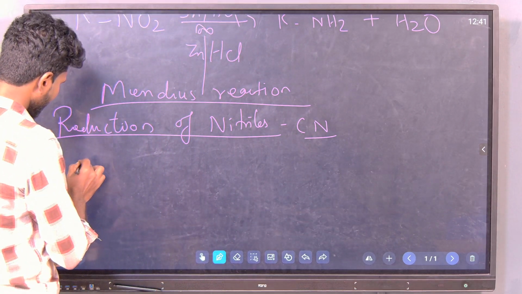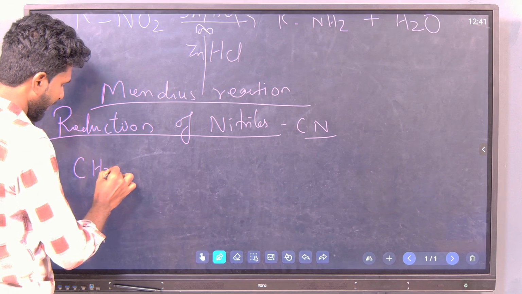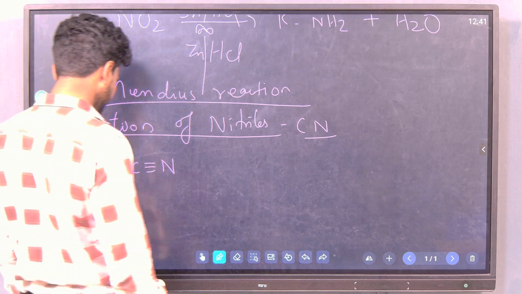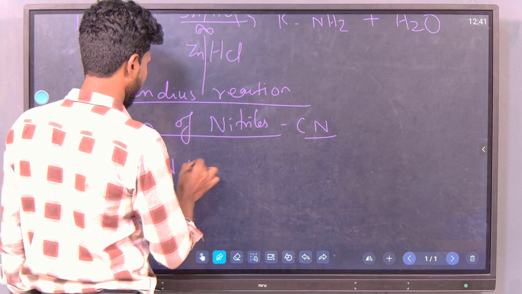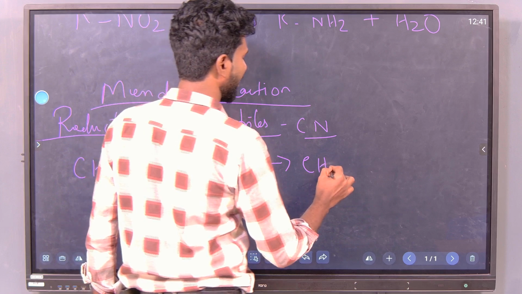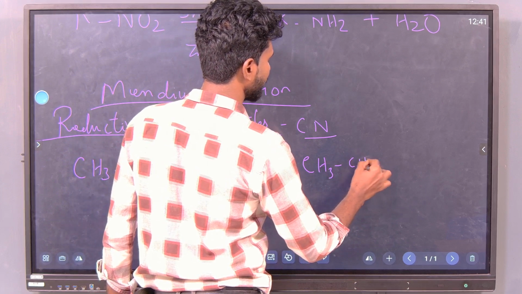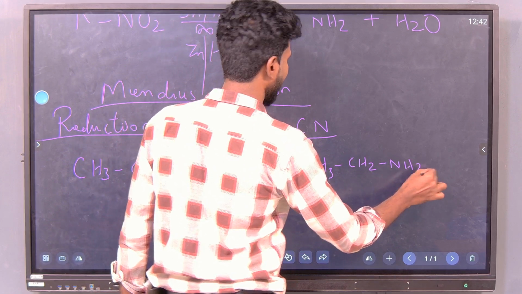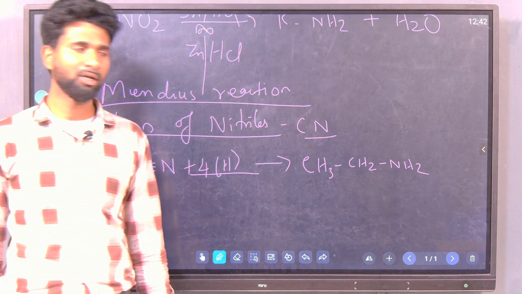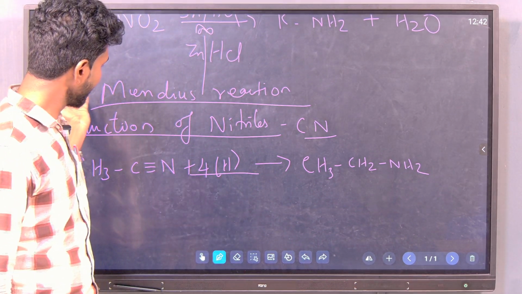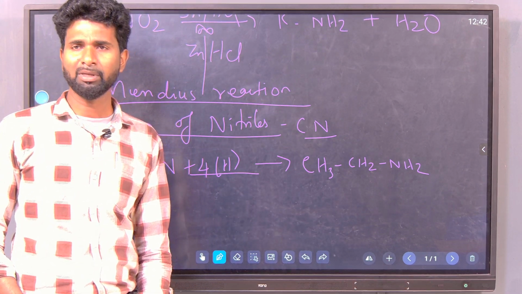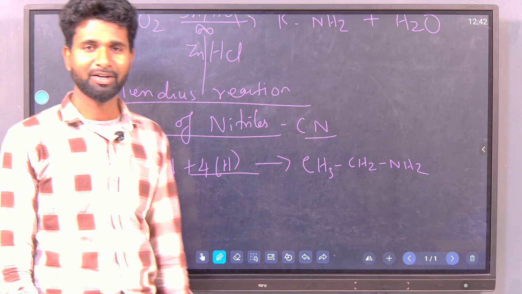We take ethane nitrile, CH3C≡N. The same reducing agent can be used. We get ethane amine, CH3CH2NH2. Here also we have to add 4 hydrogens. So this reaction is called the Mendius reaction. Some other methods also exist, starting from the amide.